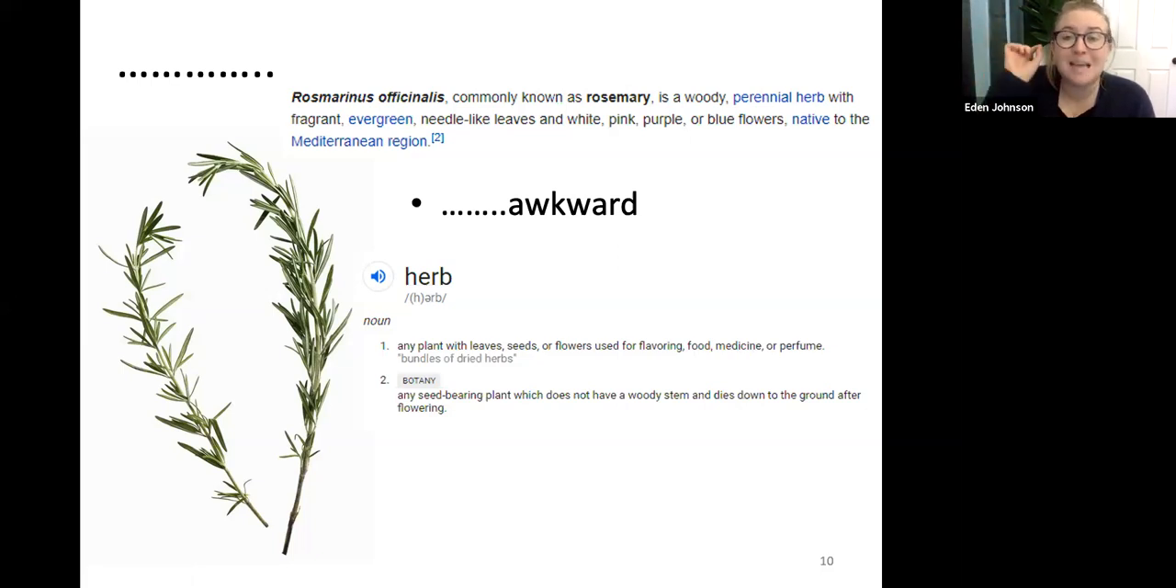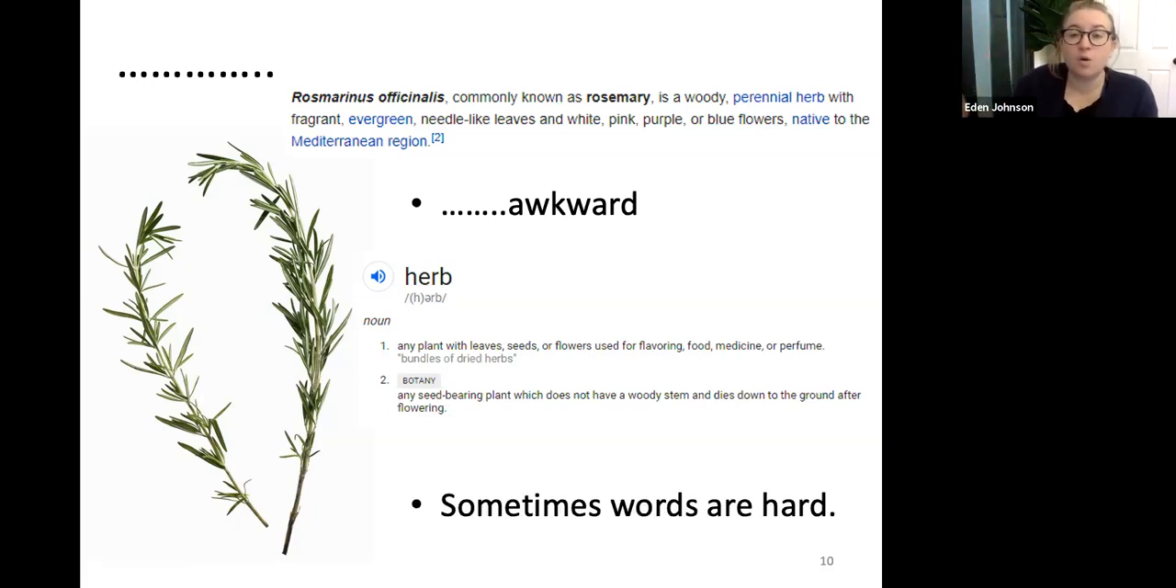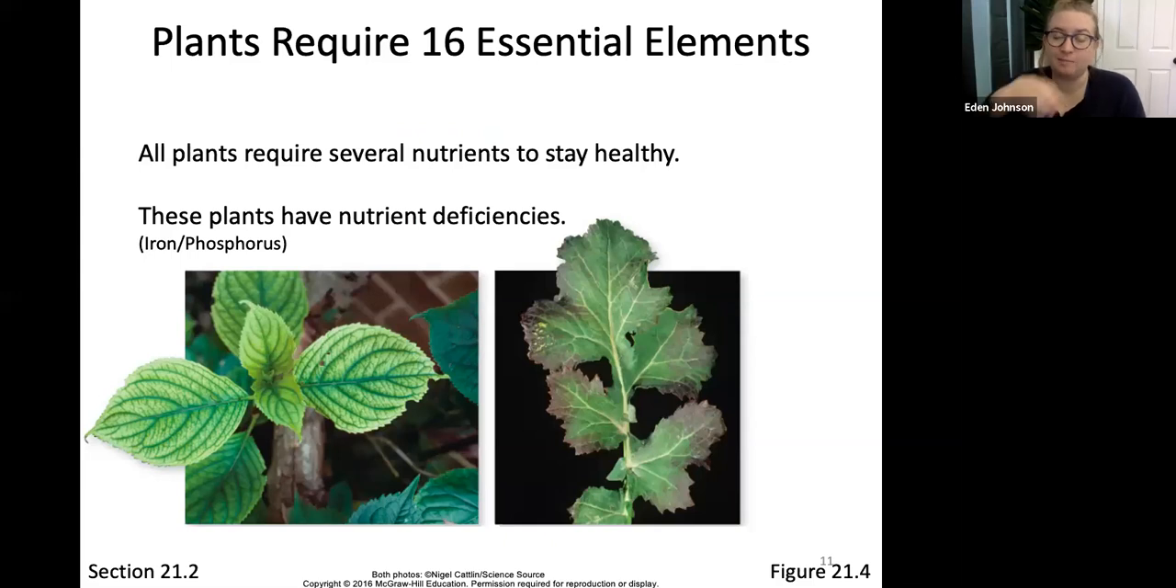But a botanical definition of an herb is any seed-bearing plant which does not have a woody stem and dies down to the ground after flowering. No, it literally has a woody stem, like right here. It's wood. So this is awkward because words are hard. In the same sentence, it says a woody perennial herb. So this is a horrible way to divide plants, as you can see. And there are plenty of examples like that.